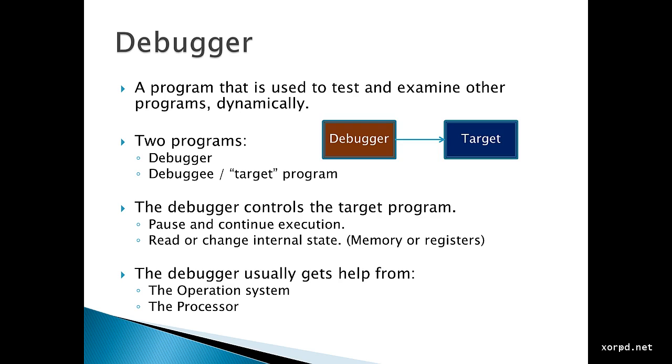A debugger is a program that is used to test and examine other programs dynamically. Whenever we talk about a debugger, we probably mean two programs. One program is the debugger, and the other one is called the debuggee, or the target program. Maybe in a picture, this is a debugger, and another program called the target program. Usually the program that you want to examine will be the target program. This will probably be your program that you want to check using a debugger.